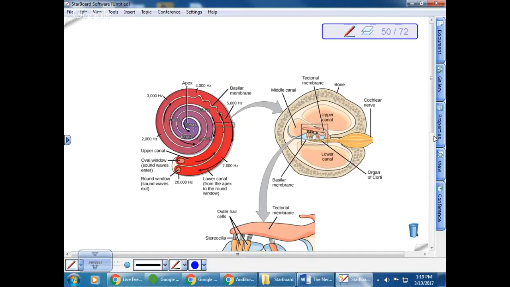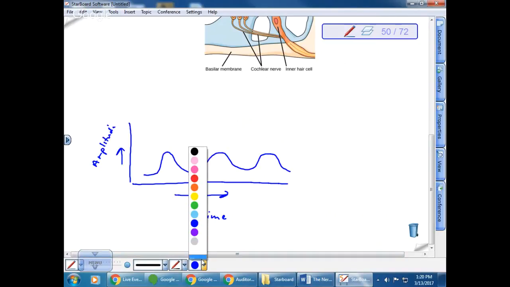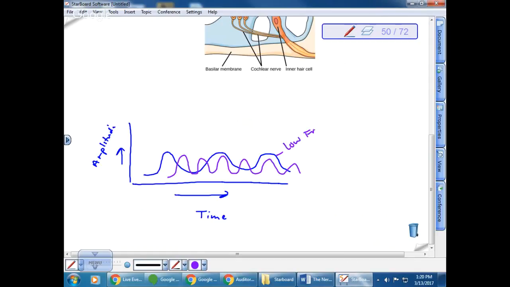So when we look at sound waves and frequency, this would be time, for example, and this would be energy, so this would be amplitude. So this would be the size, okay? If we have sound waves coming in like this, versus, I'm going to draw another line here, versus this, which of those lines would represent the low pitch, the blue one or the purple one? Blue, right? So this is a low frequency. So this is a low pitch, right?